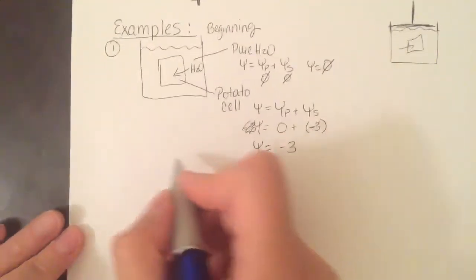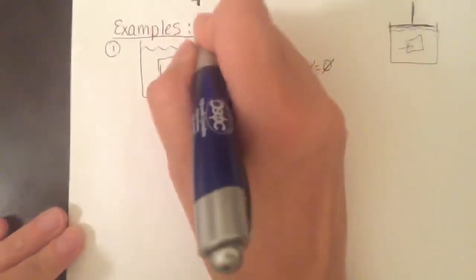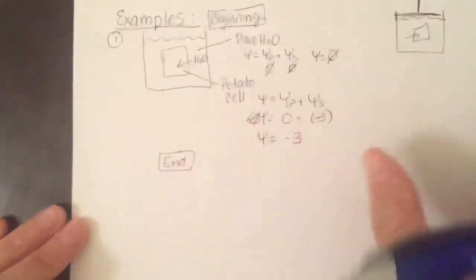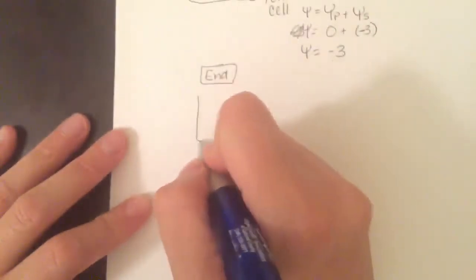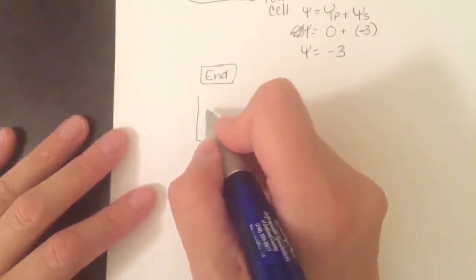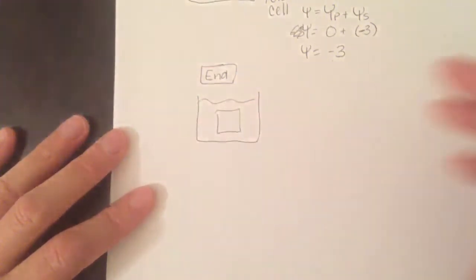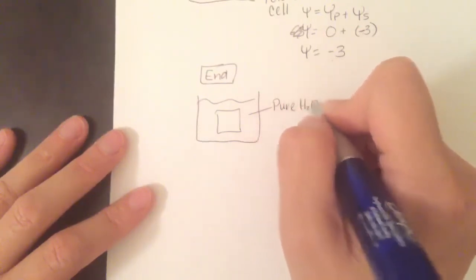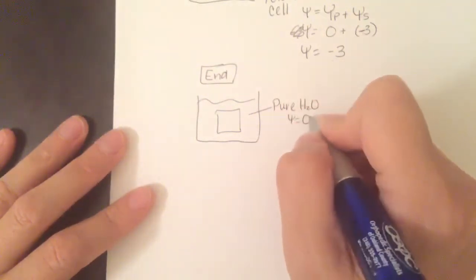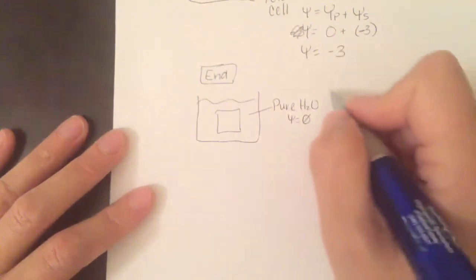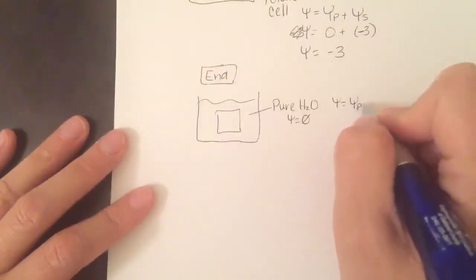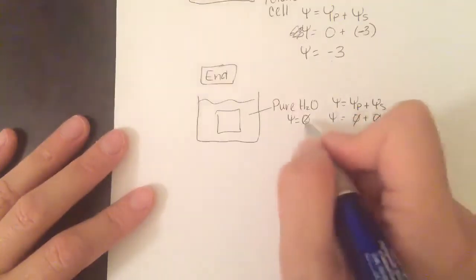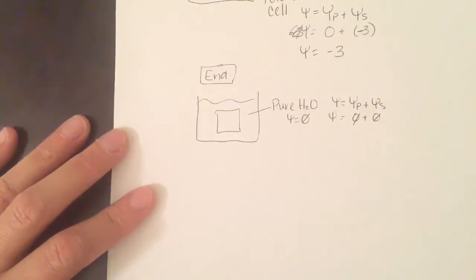So then, let's look at the end. This was the beginning, and now let's look at what happens at the end. We still have the beaker, and we have our potato cell in it. We still have pure water on the outside. Let's say nothing diffused out. So we still have pure water with a water potential of 0. How did I get that? Because water potential is pressure plus solute potential, which is 0 plus 0. And that's how I arrived at that.